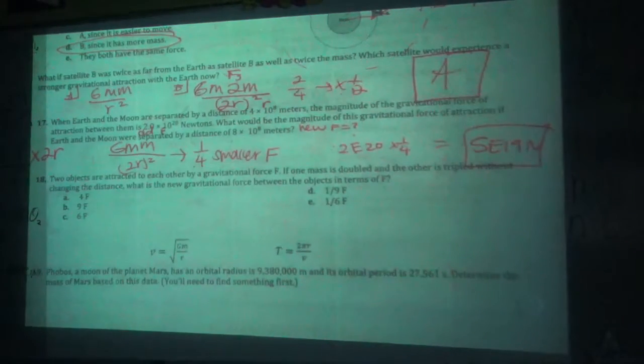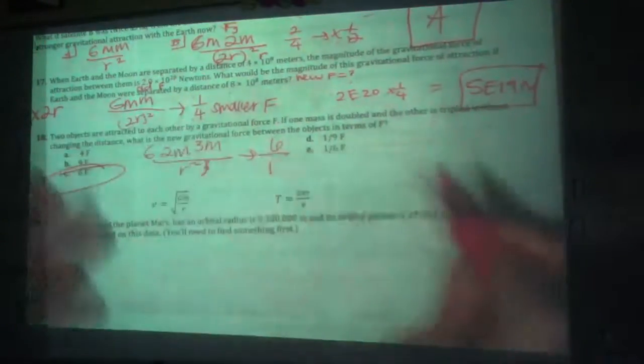Two objects are attracted to each other by a gravitational force F. If one mass is doubled and the other is tripled without changing the distance, what's happening to the gravitational force? Well, 2 times 3 is 6. So it's getting 6 times bigger.